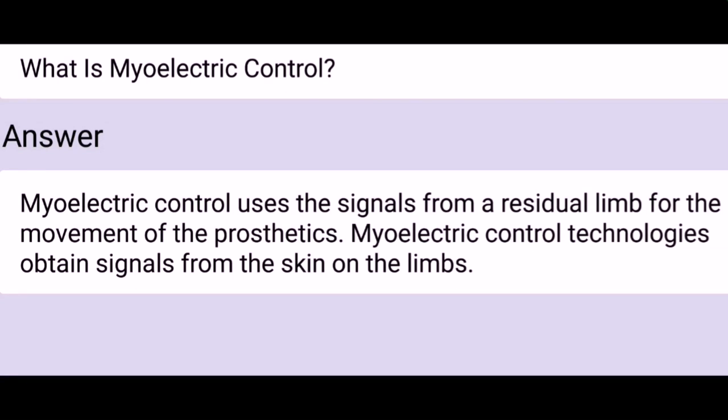What is myoelectric control? Myoelectric control uses the signals from a residual limb for the movement of prosthetics. Myoelectric control technologies obtain signals from the skin on the limbs.